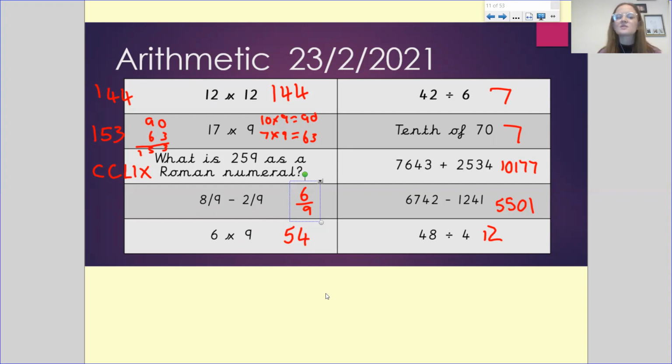7,643 plus 2,534 is 10,177. 6,742 minus 1,241 is 5,501. And the last one, 48 divided by 4 is 12. So pause the video now and mark your work. If you've got anything incorrect, please correct yourselves.